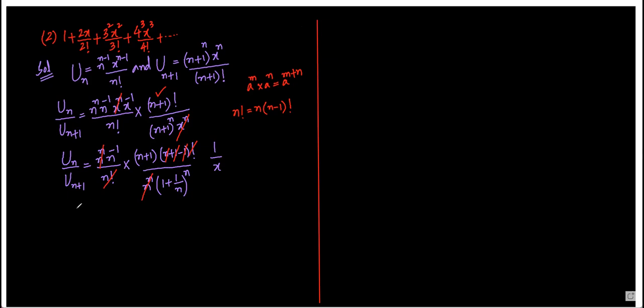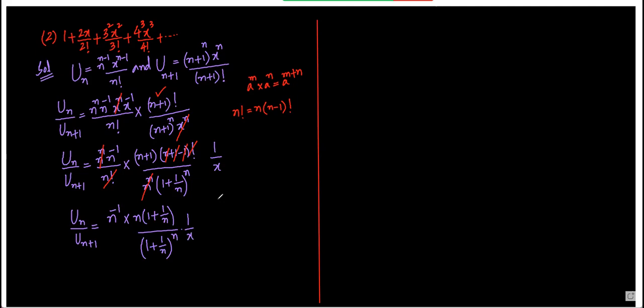This is equals to u_n by u_{n+1} equals n^(-1). Let me write as it is, into, from this (n+1), I want to take n common. We are left with what? 1 plus 1 by n. And on this side, nothing is left. (1 + 1/n)^n into 1 by x.